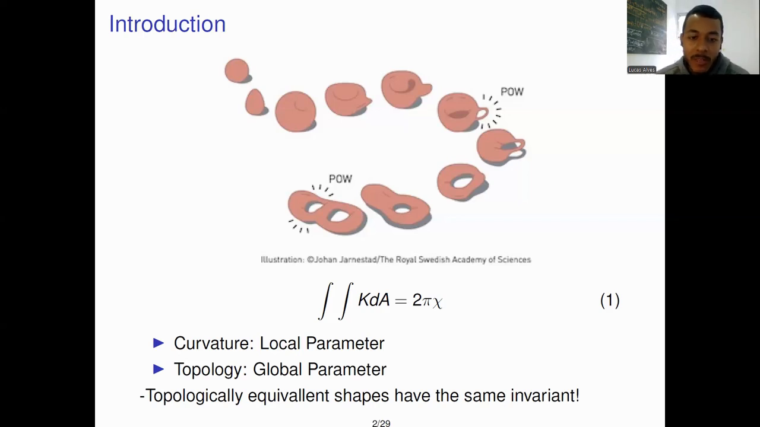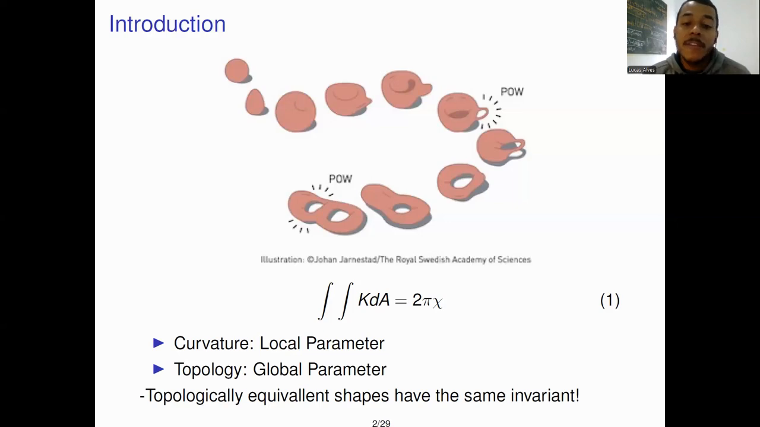To make a hole, we have to pierce or glue some parts, and that kind of change we do not call smooth. The thing is that for each one of those shapes that appear here, we can calculate the integral of the curvature over the surface, and the result will be given by equation 1 here. That's the Gauss-Bonnet theorem. So the result of this integral will be 2 pi times the Euler characteristic. This Euler characteristic is our invariant in this case.